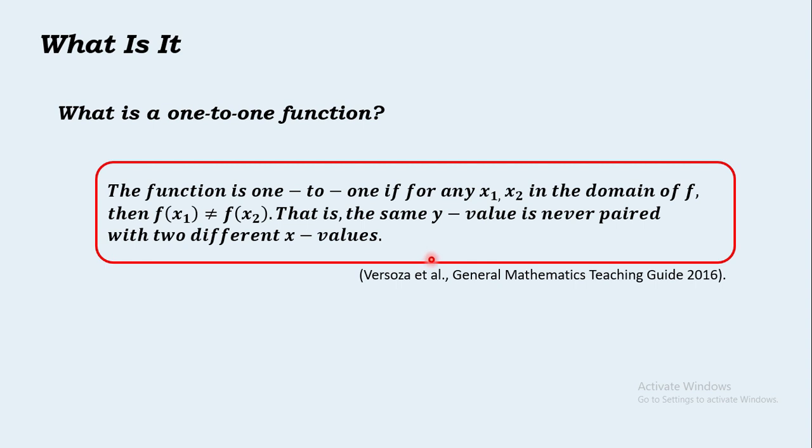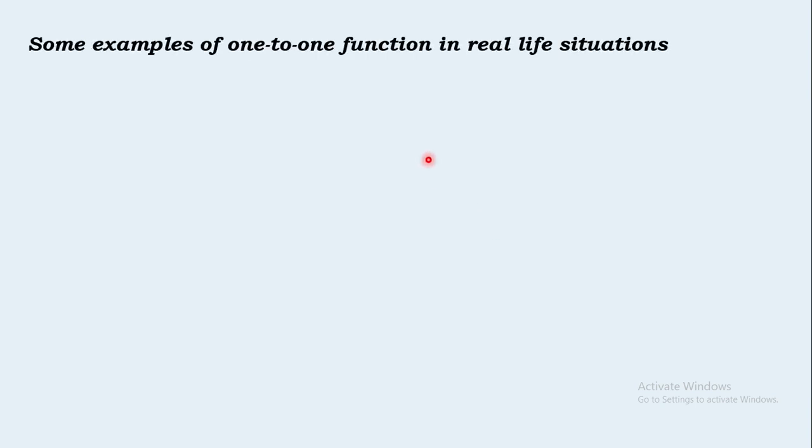So as you can see, in a function, the domain should not be paired to more than one value in the range. But in a one-to-one function, it is the other way around. The range should not be paired more than once in the domain. So there should be only one value of the domain for each value of the range. We will discuss later the meaning of this definition. So let us try some examples of one-to-one functions in real-life situations.